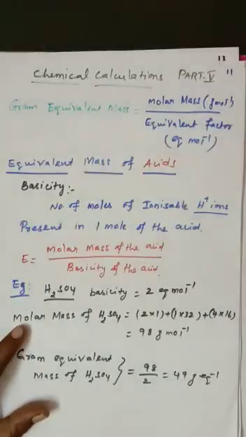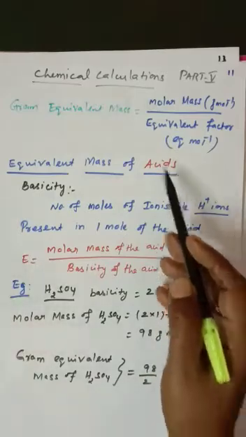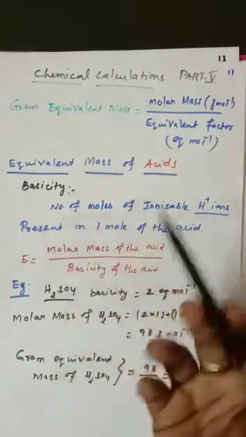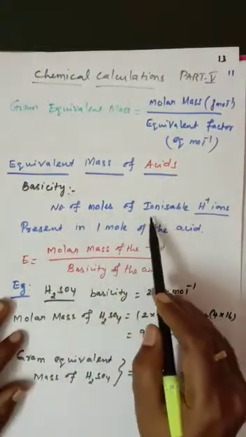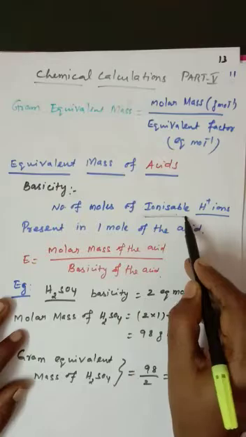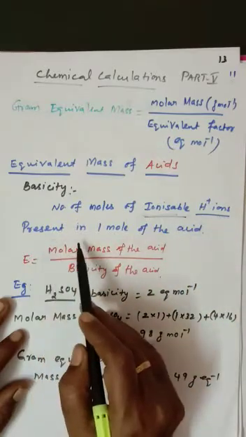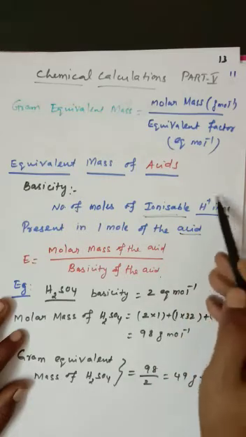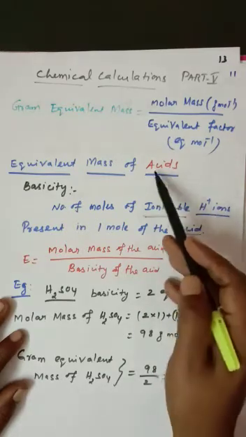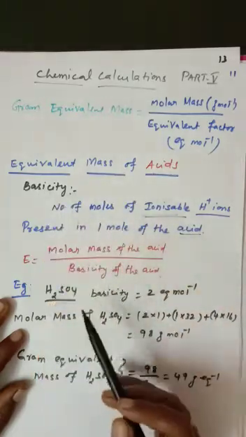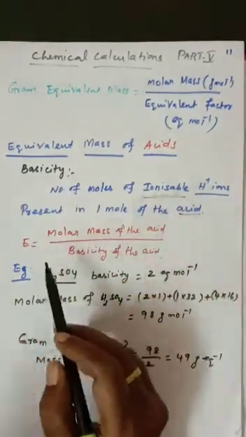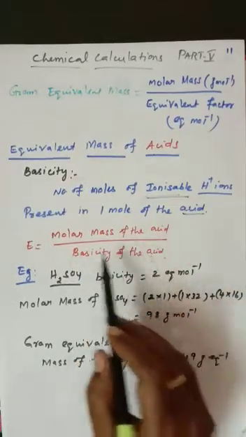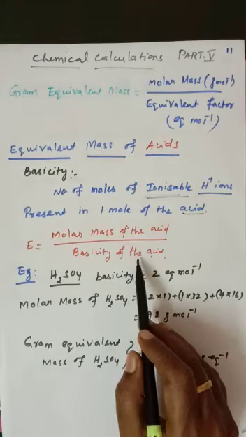Likewise, we are going to take equivalent mass of acids. In acids, we are going to see one more term, basicity. The basicity is the number of moles of ionizable or replaceable H plus ions present in 1 mole of the acid. If you are saying acid, it should have H plus ions. How many H plus ions can be replaced in acids? That is said to be basicity. The equivalent mass is the molar mass of the acid divided by the basicity of the acid.